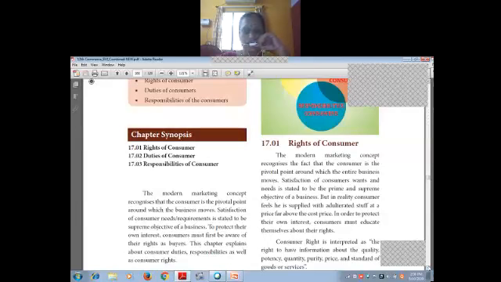Rights of consumer. The modern marketing concept recognizes the fact that the consumer is the pivotal point around which the entire business moves. Satisfaction of consumer wants and needs is stated to be the prime and supreme objective of the business. But in reality, the consumer feels he is supplied with adulterated stuff at a price far above the cost price. In order to protect their own interests, consumers must educate themselves about their rights.